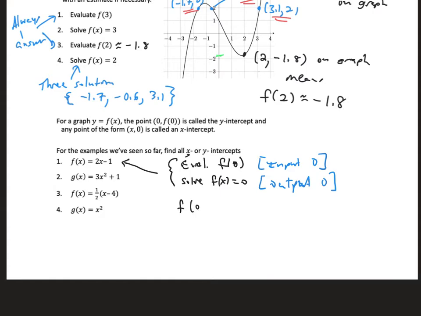So at number 1, f of 0 is going to be 2 times 0 minus 1, which is negative 1. And so that means that the point, remember it's an input-output pair, input 0, output negative 1, is on the graph. If I peek up at the picture above just to have an axis, the point 0, negative 1 is right here, so that's on the y-axis. So that would be the y-intercept.